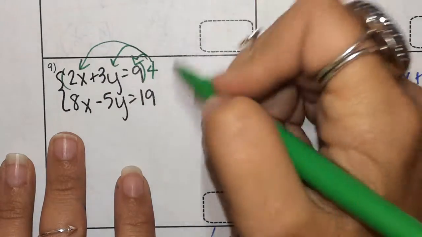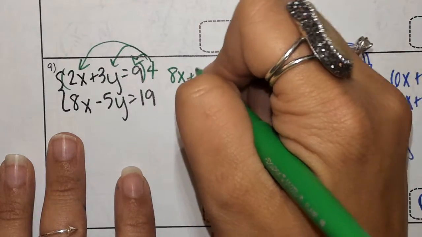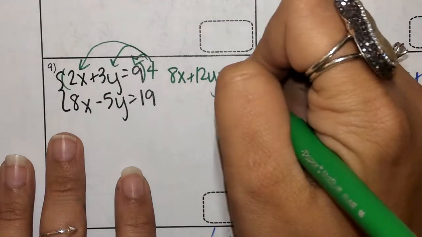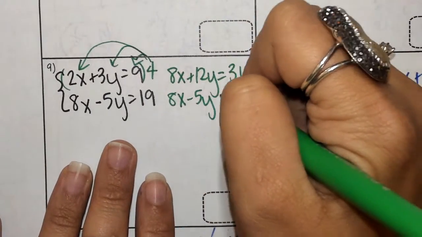Quadruple. So 4 times 2x is 8x. 4 times 3y is 12y. And 4 times 9 is 36. And I bring the bottom over.